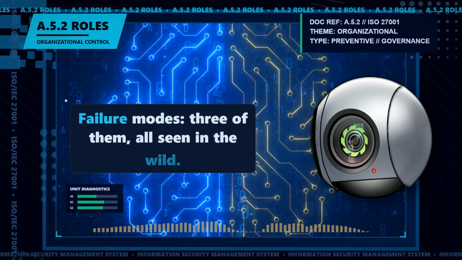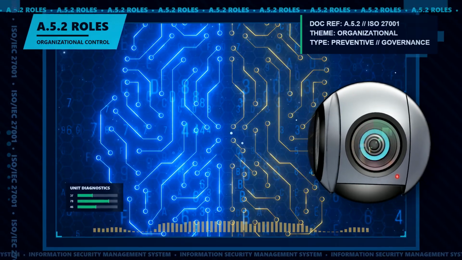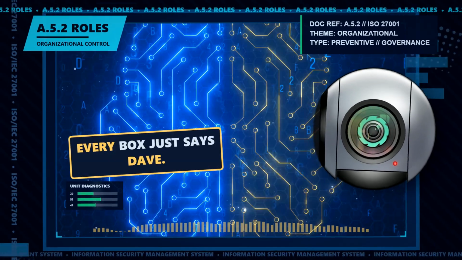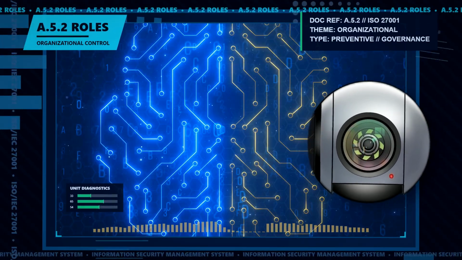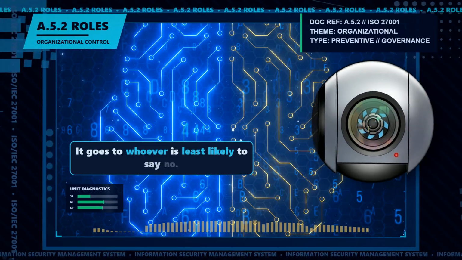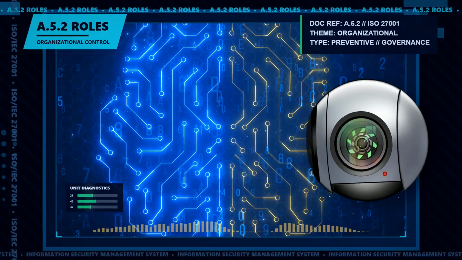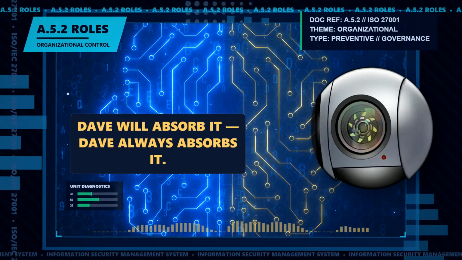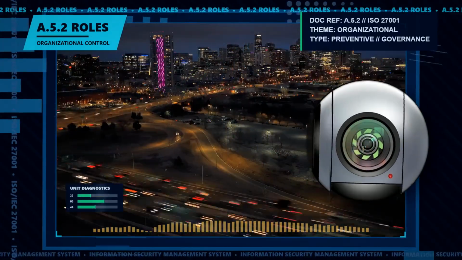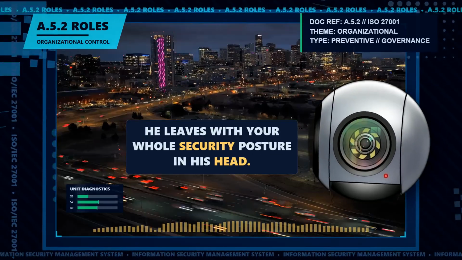Right, failure modes. 3 of them. And I've seen versions of all 3 in the wild. Failure 1. The grid where every box says IT or every box says Dave. This is responsibility as a shrug. What it usually means is nobody has thought about it and they're routing all of it to the person least likely to say no. Here's the sting. Dave will absorb it. Dave always absorbs it, which means the failure stays invisible right up until the day Dave gets a better offer and walks out carrying your entire security posture in his head.